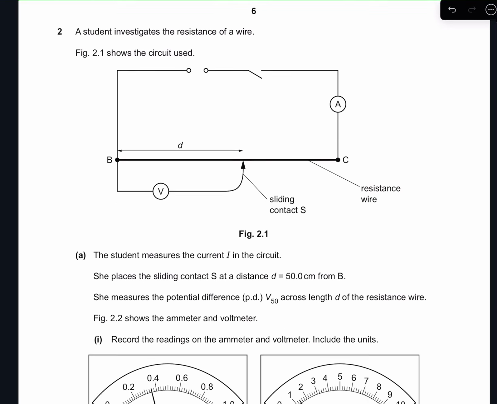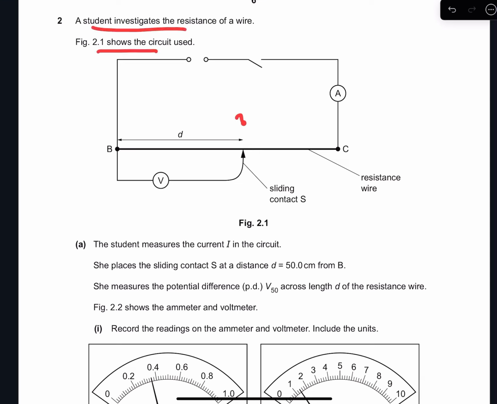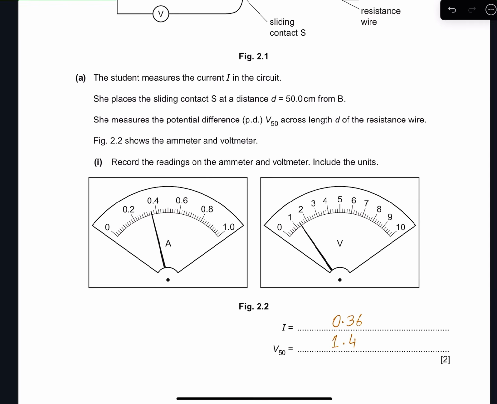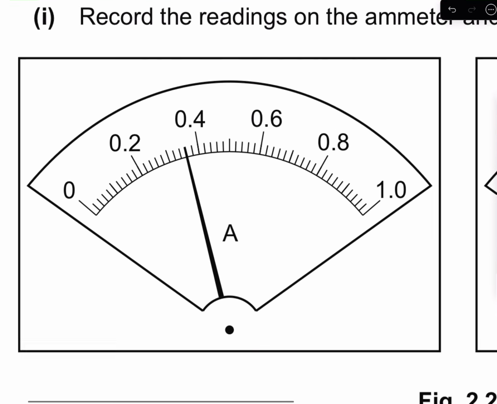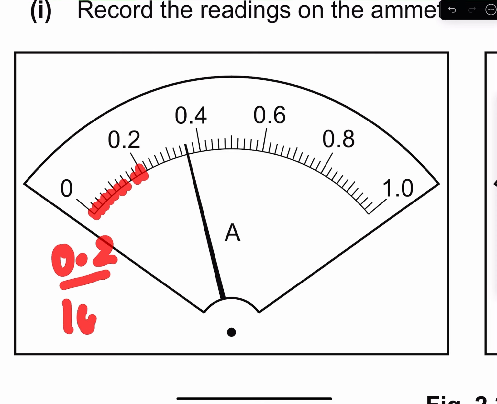Okay, so let's move to the second question. Question 2, you can read this statement, and there's a circuit given, and we have 2 meters, the ammeter and the voltmeter. First part is record the reading on the ammeter and voltmeter. First you have to record the reading from the ammeter. Units are ampere. From this point to this point is 0.2. And how many divisions are there? There are 10 divisions. It means one division will be equal to 0.2 divided by 10. That will be 0.02. Each division is showing 0.02, right?